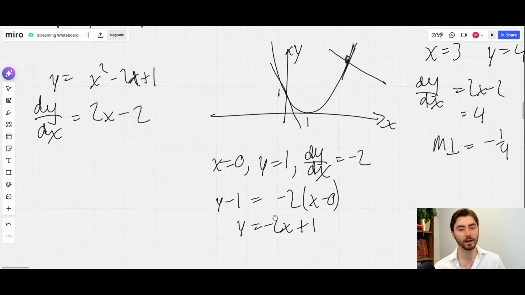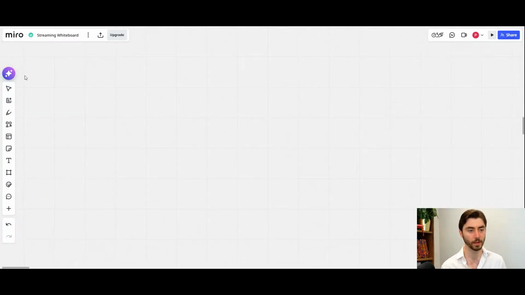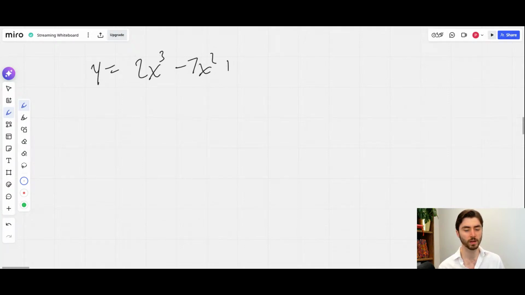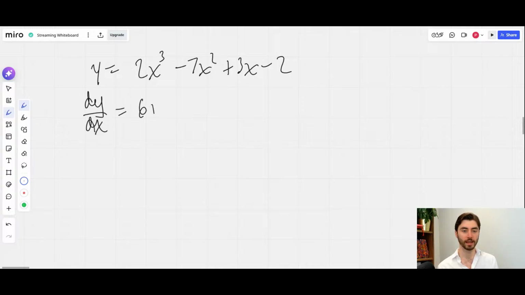I think this could be fun. So let's say we had a cubic this time. So let's say y is equal to 2x cubed minus 7x squared plus 3x minus 2. Right? So let's differentiate that. You get 6x squared minus 14x plus 3. Let me just run some quick mental math in order to work out what I want to do with this.